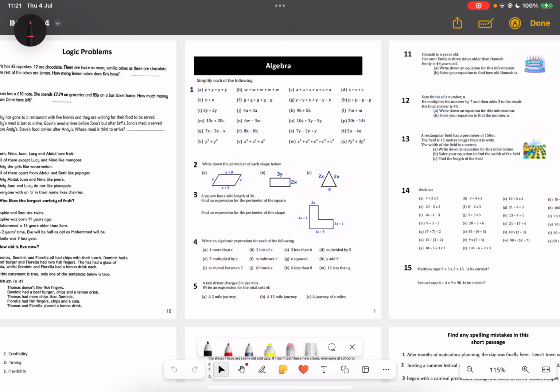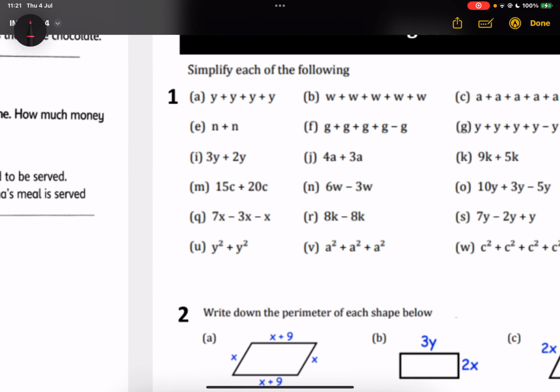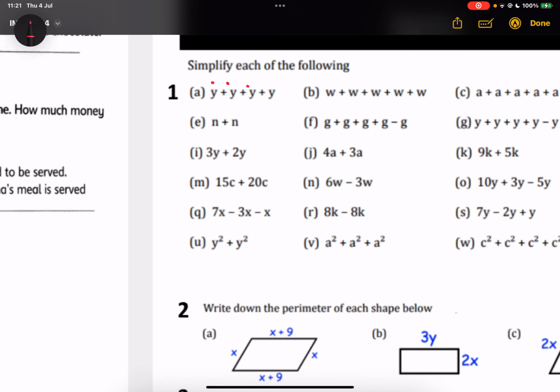So with 1a, we have y plus y plus y plus y. Because we're adding, we simply count how many y's there are, and because they're all y's, we know there's going to be 4, and it will just be 4y. And remember, we're simplifying, so we want a more simple answer. Next, with B, it's the same thing. We have all W's, so it's just 1, 2, 3, 4, 5, and it'll be 5W.